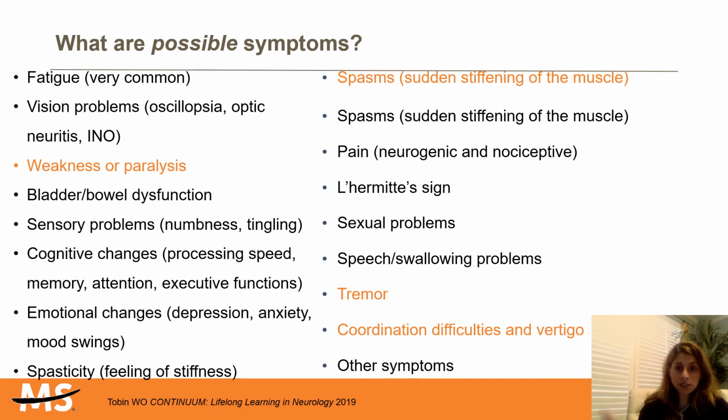Again, the ones that we see here in orange are the visible symptoms. But remember, a lot of the symptoms can be invisible and can affect the patient's quality of life significantly. So it's very important to address these questions. Depression is also one of the most common symptoms of MS, and it can be more frequent in people with MS than the general population or any other chronic illness.